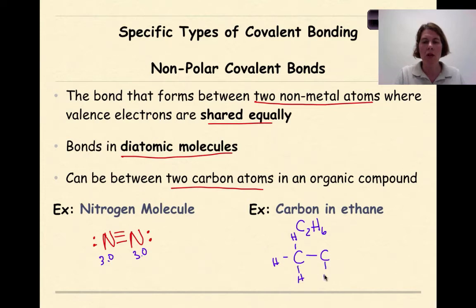So hydrogen, hydrogen, hydrogen, hydrogen, hydrogen. Now these bonds right here, this bond would be considered polar because it's between 2 different nonmetals and the electronegativity values aren't the same. So we call that polar. But this bond right here between the 2 carbon atoms would be considered nonpolar, because the electronegativity values are the same.